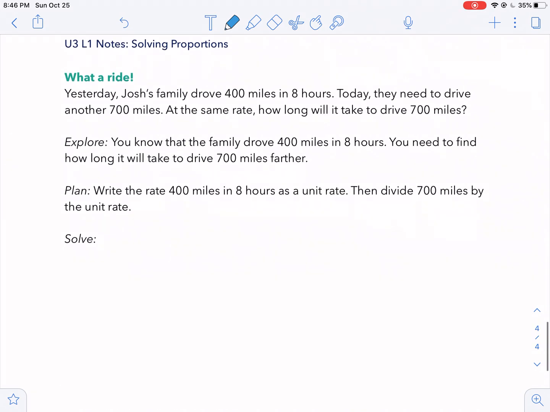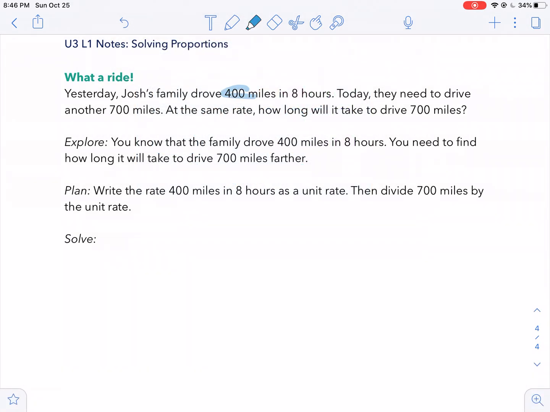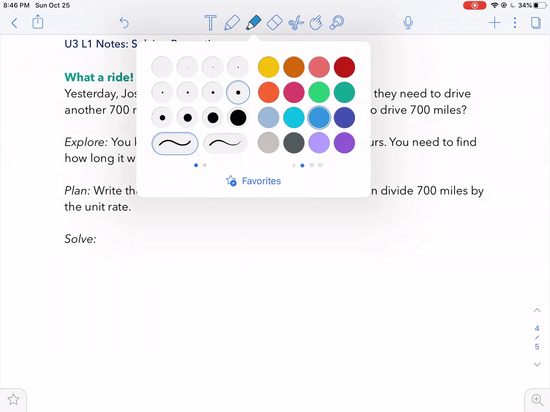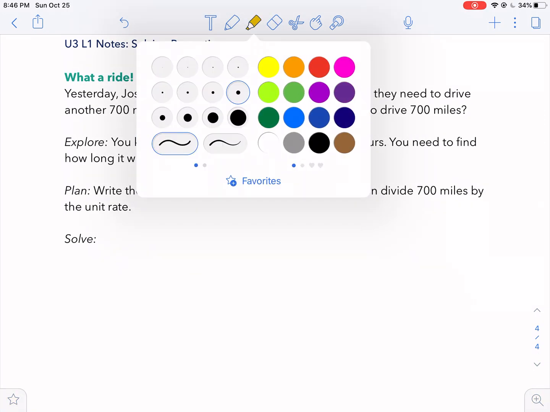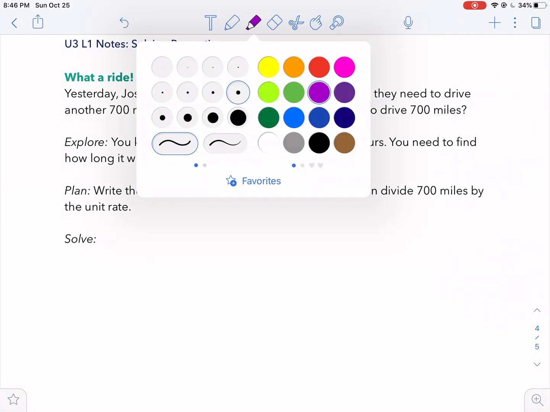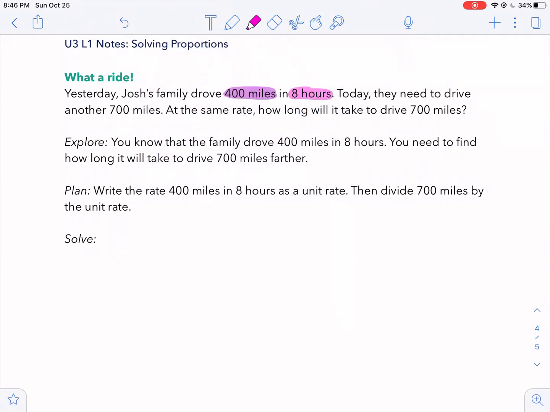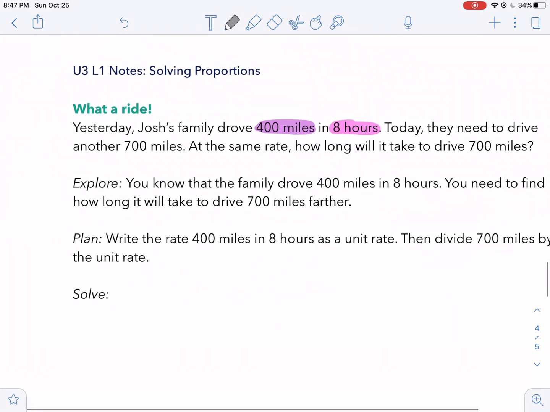Here's an example. Josh and his family drove 400 miles in 8 hours. Here we've got a unit of distance and a unit of time. I've been using these colors all day. It's time for new colors. So Josh has a unit of distance and a unit of time. This will give us a unit of speed.